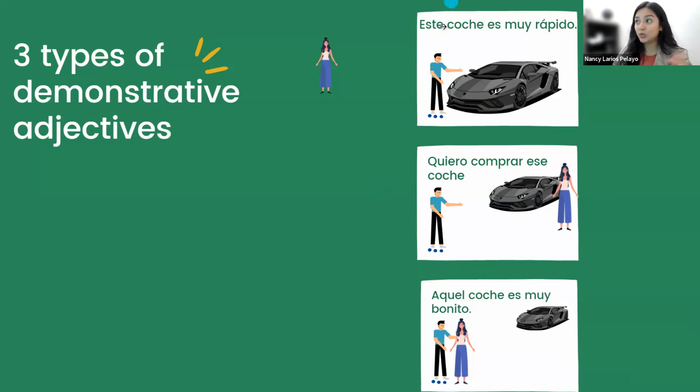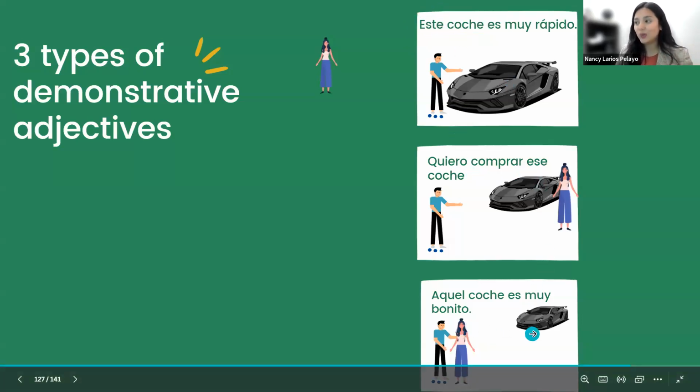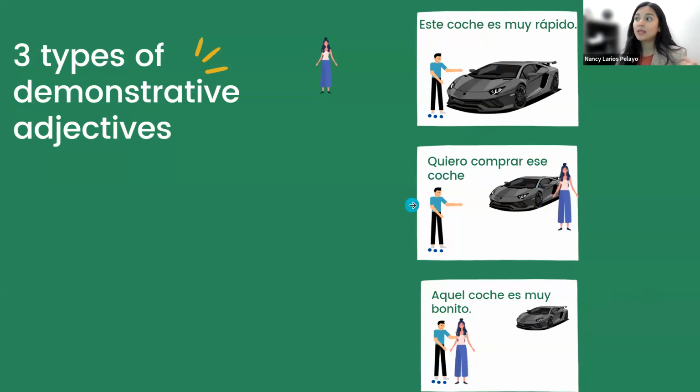Again, este coche es muy rápido. If we had a table here, la mesa is feminine. Esta mesa es vieja. This table is old. Okay, so este is just for masculine objects. Este coche, ese coche, aquel coche, all masculine. See, if it was feminine, esta mesa, esa mesa y aquella mesa.